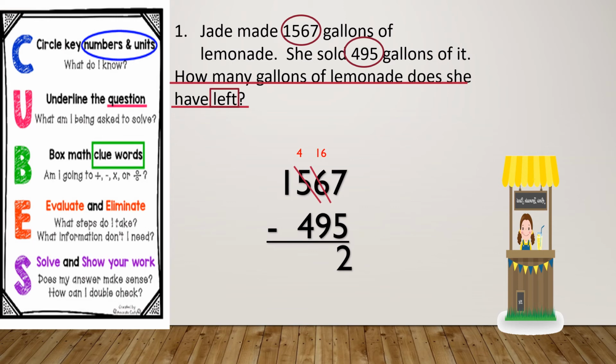So now we can subtract our tens column. 16 subtract 9 gives us 7. Now let's move to the hundreds. 4 subtract 4 gives us 0. And then we'll move to the thousands. 1 subtract nothing gives us 1. So how many gallons of lemonade does she have left? 1,072 gallons.